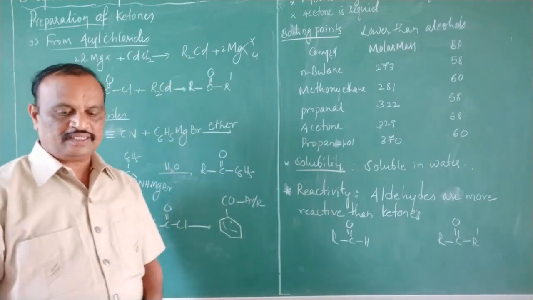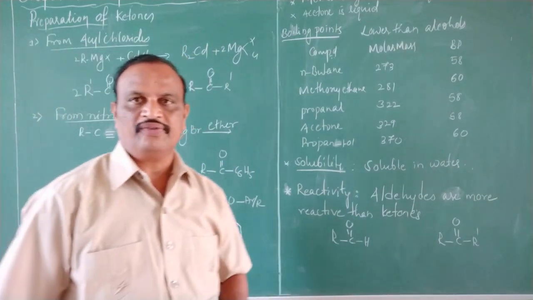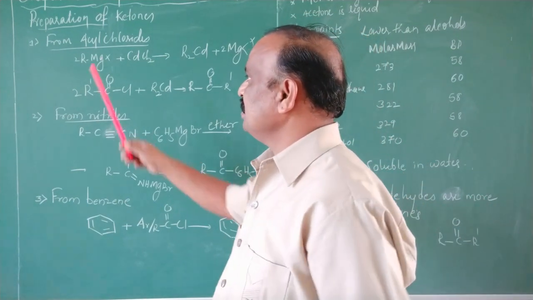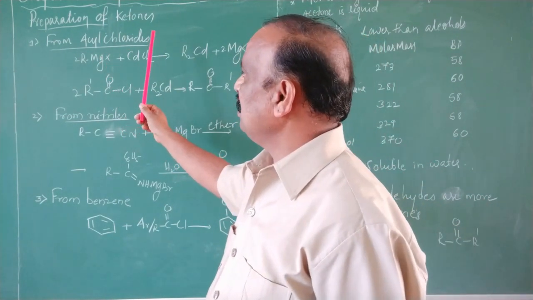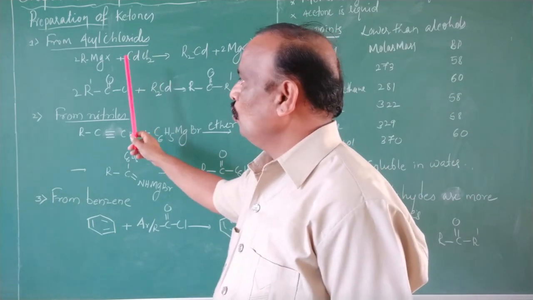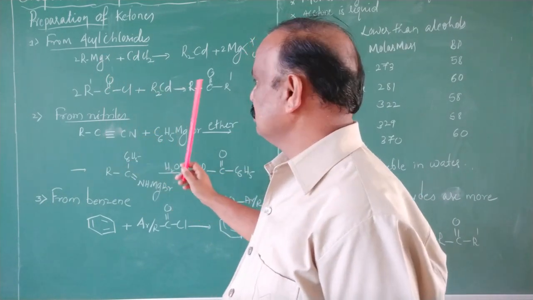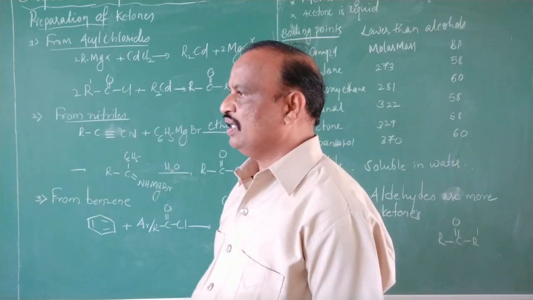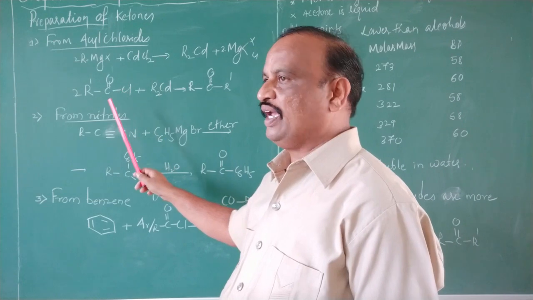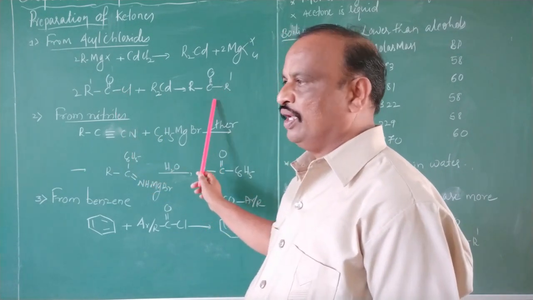Well, let us see some methods of preparation of ketones, how ketones are prepared. So the first one is from acyl chlorides. Acyl chlorides, how they are prepared, let us see. When an acyl chloride reacts with dialkyl cadmium, you will get a ketone.